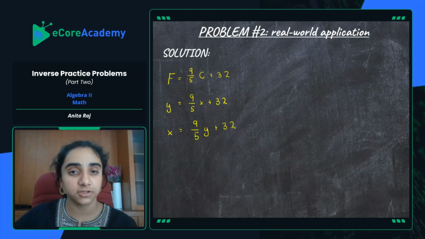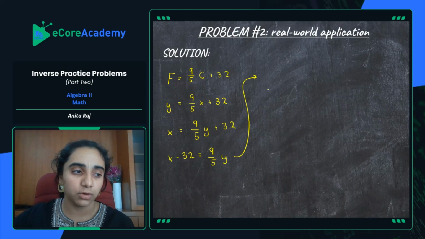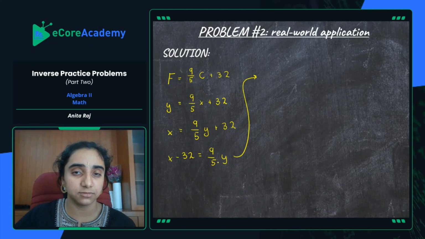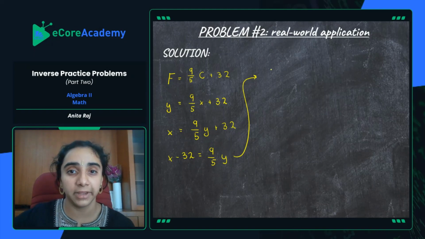Now what we want to do is solve for y, so we want to isolate y. Our first step is to subtract this 32 from both sides, so we'll get x minus 32 is equal to 9/5 y. Afterwards, I'm going to continue my work up here. We're going to multiply both sides by 5/9, which is the reciprocal of the fraction 9/5. If we multiply both sides by 5/9, what happens is 9/5 times 5/9, which is a reciprocal, is going to cancel out and give you 1. And that means that we have 1y, which is just y, which is what we want. We want to get y by itself. So we're going to multiply both sides by 5/9.